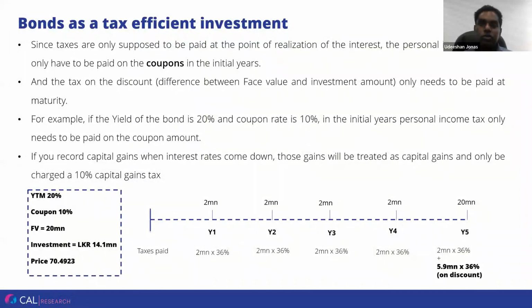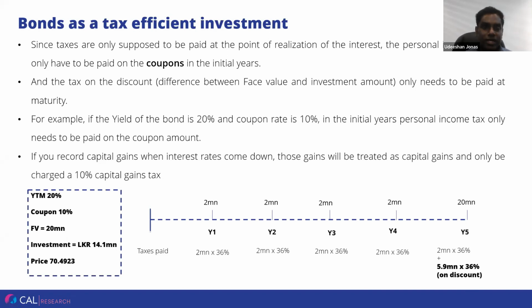On that, you will pay 36% if you fall into that 36% tax bracket. You will pay that tax on the 2 million every year, right? But in the last year, you have to pay for the discount component, which is the difference between the 20 million and the 14.1 million, a 5.9 million discount. So you only pay the tax on the discount at maturity. The tax on the discount is postponed for a period of time, and that will effectively save you a bit of money in taxes.